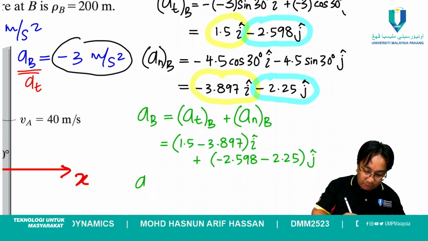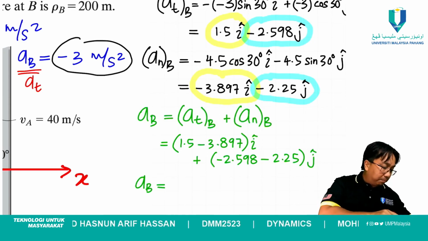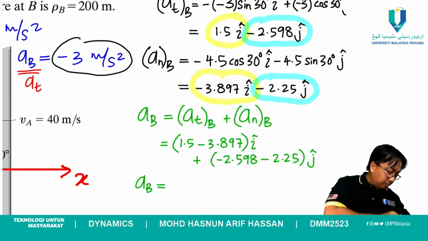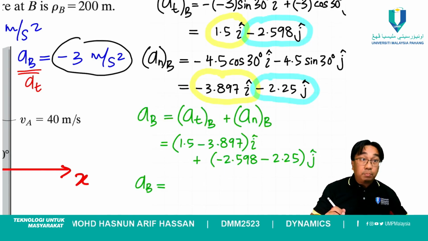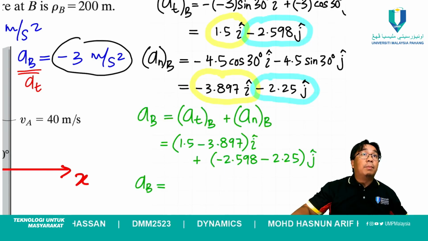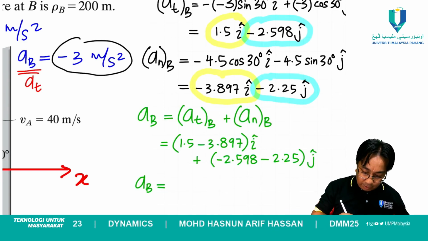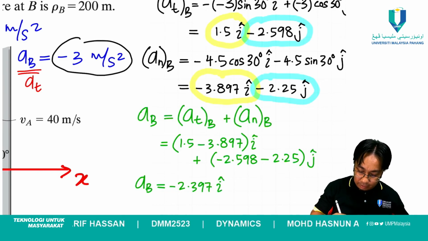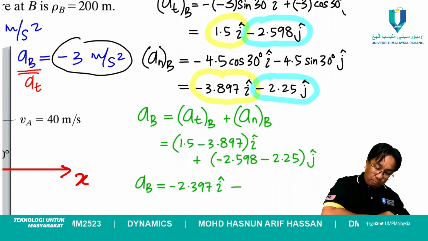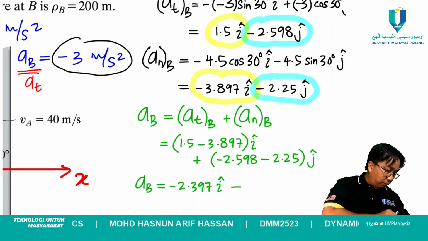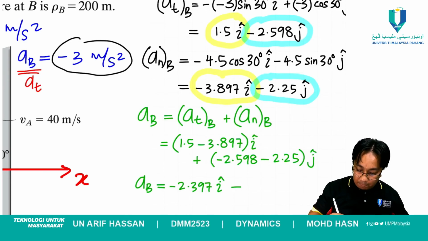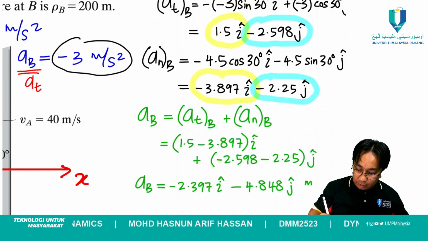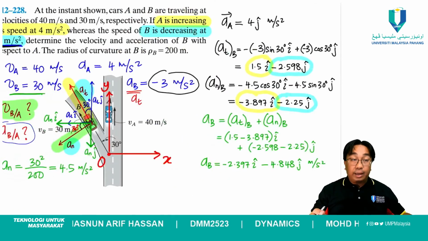So we have a_B will be 1.5 minus 3.897, which gives minus 2.397i, and then minus 2.598 minus 2.25 minus 4.848, so minus 4.848j meter per second square. Okay, so this will be a_B.